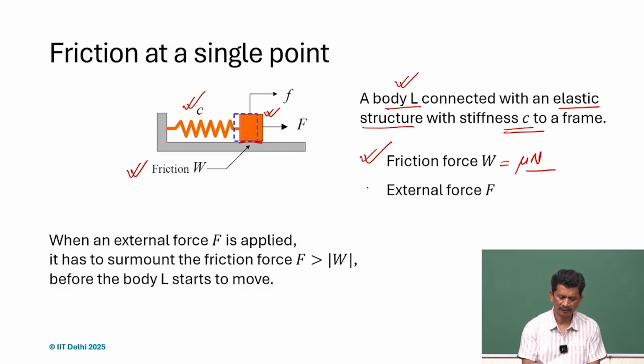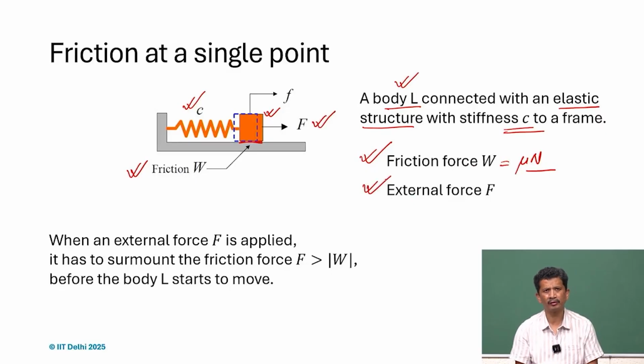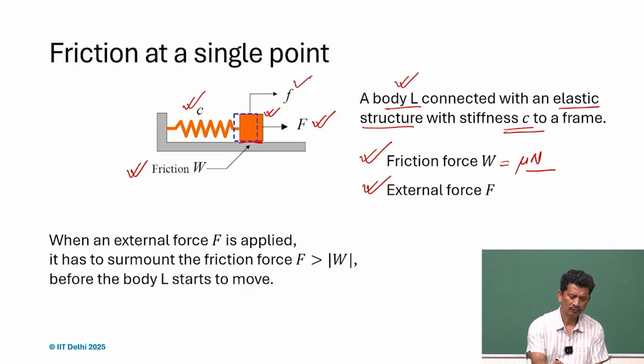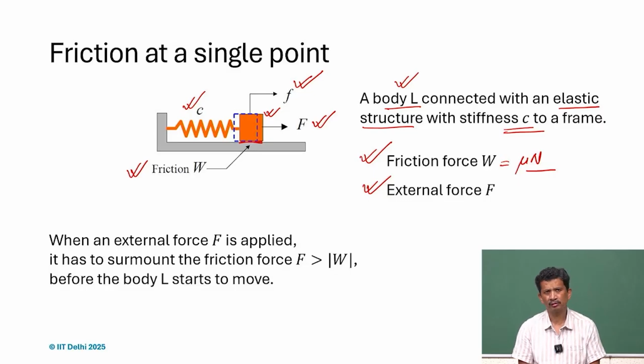And capital F is the actuation force or the external force that we are applying on the body, and we try to see what the displacement is. So small f is the associated deflection or the displacement of the body. So if this is the scenario, what will happen? And what we realize is that we apply this force F in this direction.